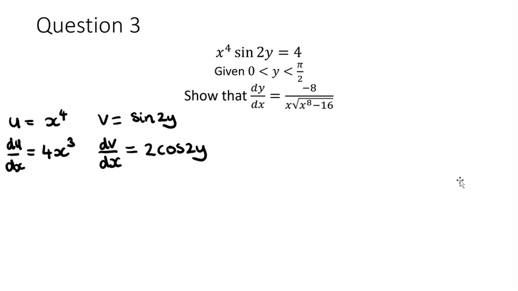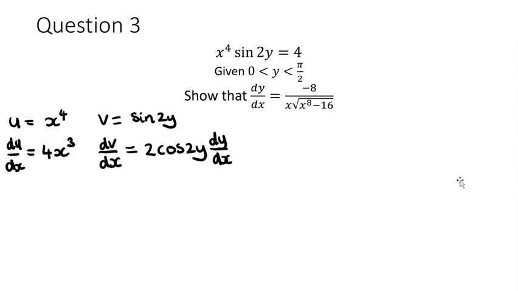So that just becomes 2 cos 2y. Don't forget to multiply by the 2 there. But because I've differentiated that with respect to y, I'm going to need to multiply it by dy by dx, because I'm actually trying to differentiate with respect to x. So if I differentiate it with respect to y, that is okay, so long as I multiply by dy by dx. So now we can apply the product rule.